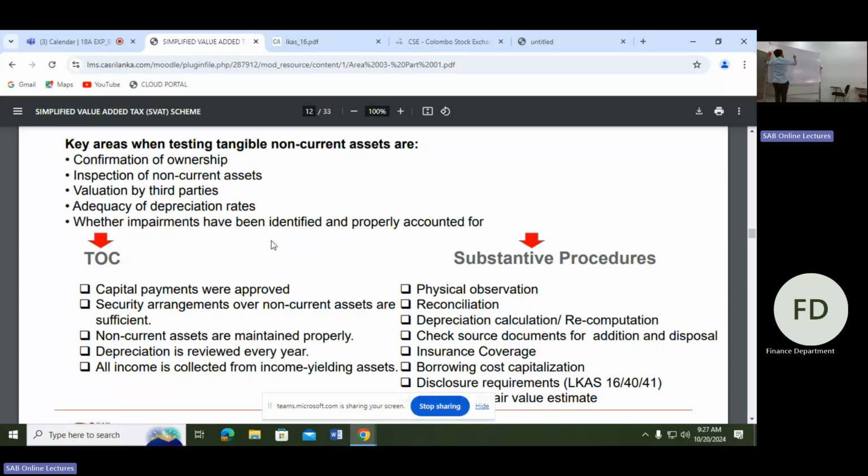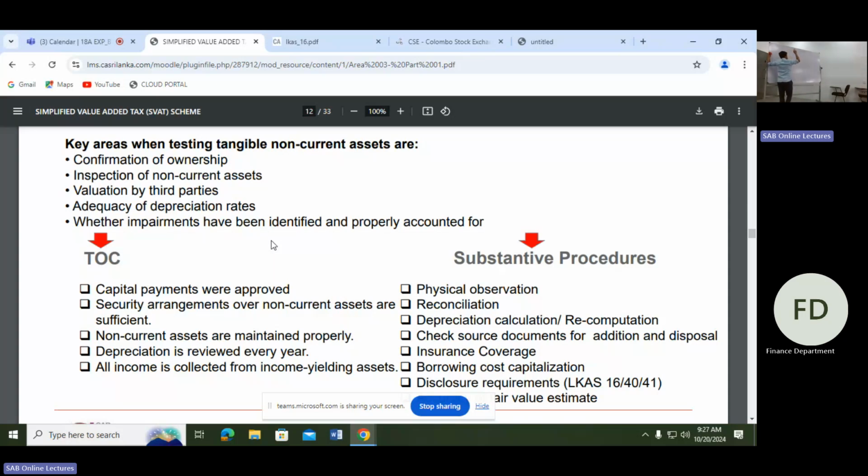Right? So then audit approaches, two approaches: reliant control approach and not reliant control approach. In the reliant control approach, we have POC and substantive procedures. In the not reliant control approach, we have substantive procedures only. How are we going to decide this?